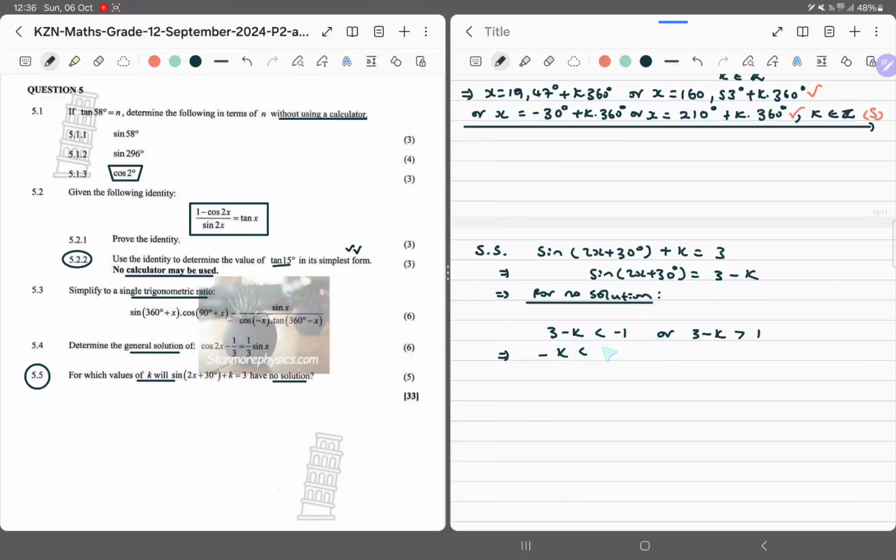K must be less than, we transpose here, it's going to be minus 4, right? Or we can have here minus k must be greater than, transpose that, it becomes negative 2, right? Therefore, we multiply by negative, k must be greater than 4, or we multiply by negative, k must be less than 2. That's it.